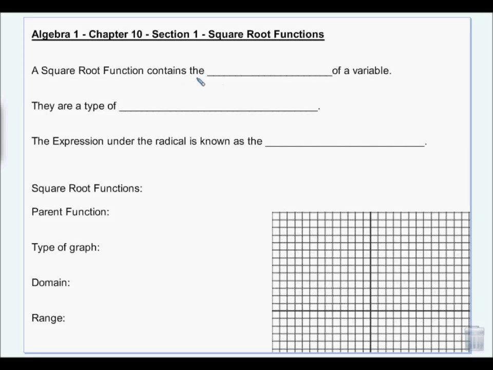Okay, a square root function contains the square root of a variable. See, not very complicated. They're what's known as a radical function. And not radical in the 1980s, it's cool sort of way, but radical meaning this is called a radical.